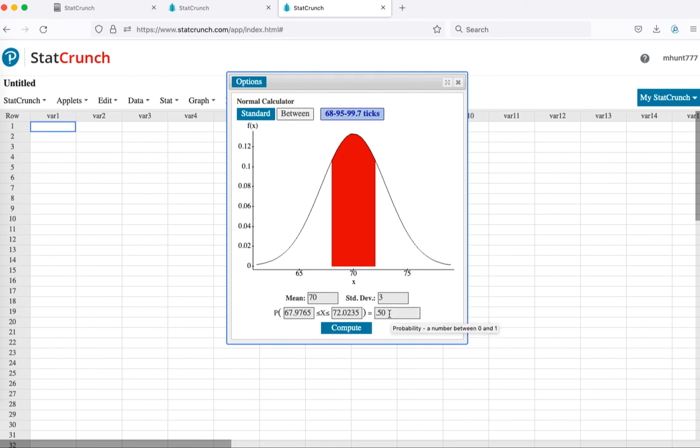So the middle 50% of males have a height that is between, if we're doing some rounding here, 67.98 inches and 72.02 inches. Said again, 50% of adult males have a height that is between 67.98 inches and 72.02 inches.